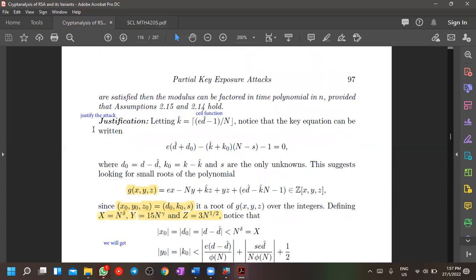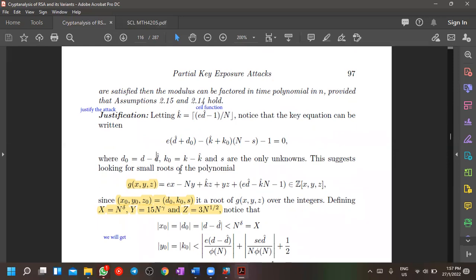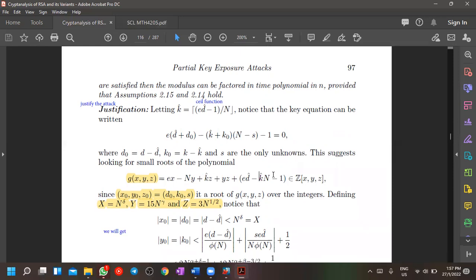Okay, so we justify the attack by letting k hat be equal to the ceiling function of (e d hat minus 1) over n. We notice that the key equation can be written as this, where d naught is equal to d minus d hat, k naught is equal to k minus k hat, and s are the only unknowns. This suggests looking for small roots of the polynomial function g, which is this. Okay, so function g is in x, y, z.